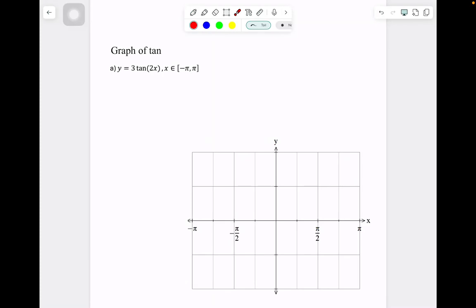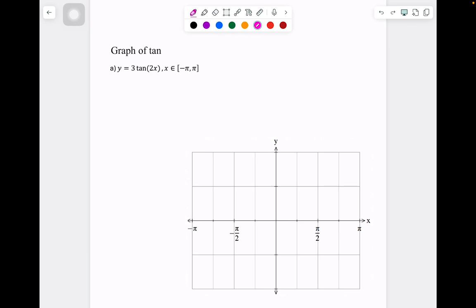In this video, we'll be covering the graph of tan and we'll sketch it for this particular function between negative pi to pi. The first thing that we want to look at here is the 3. This 3 here does represent a dilation away from the x-axis, but that will come out in the wash when we do our calculations later.